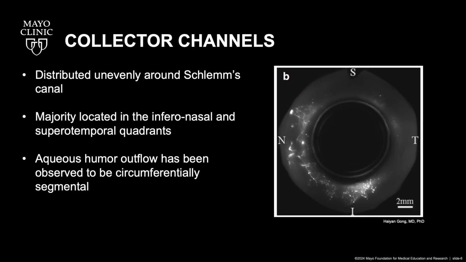So after Schlemm's canal, we have fluid flowing into the collector channels. These channels transport fluid from the anterior chamber into the episcleral veins, which are critical in the outflow system as well. They're distributed unevenly around the canal, with the majority of the collector channels located in the inferonasal and superotemporal quadrants. The segmental nature of these channels means that some areas may be more efficient than others. Understanding the physiology and distribution of these collector channels can help refine surgical approaches like canaloplasty and ensure that areas that provide the most benefit are given special attention.